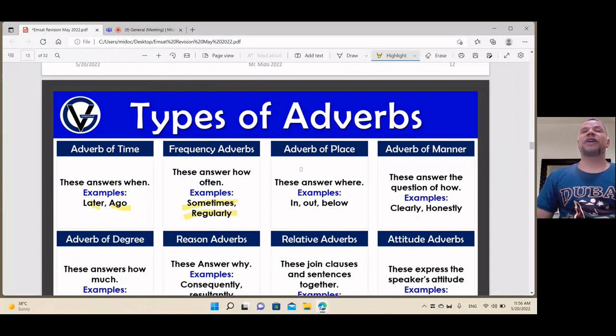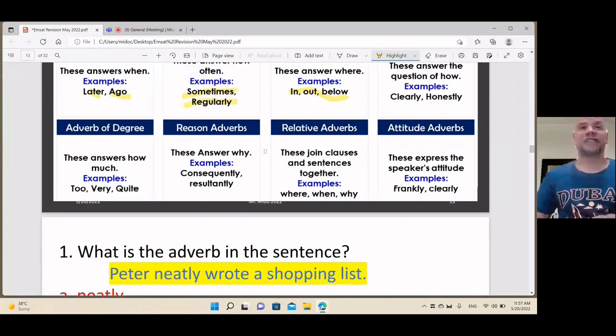The next type is adverb of place, like in, on, at, out, below. So all positions of place. Adverb of manner, the way, for example, honestly, unfortunately, and so on. Adverb of degree, like much, more, many, a lot of, very, quite, too, completely, extremely, absolutely. All of that are adverbs.